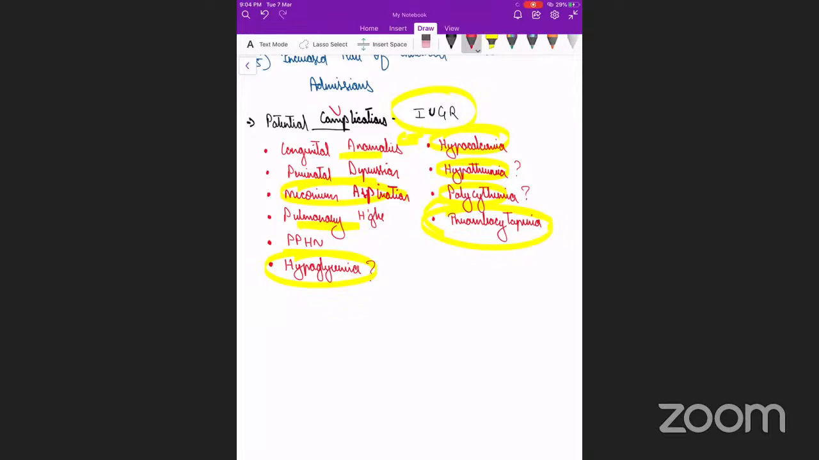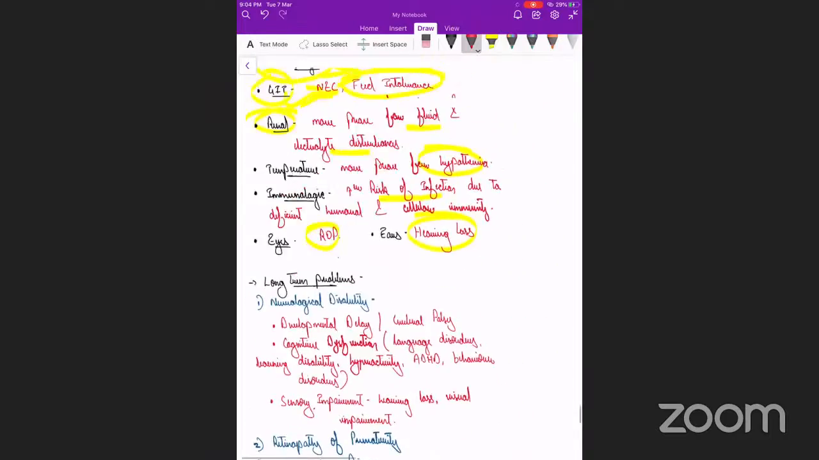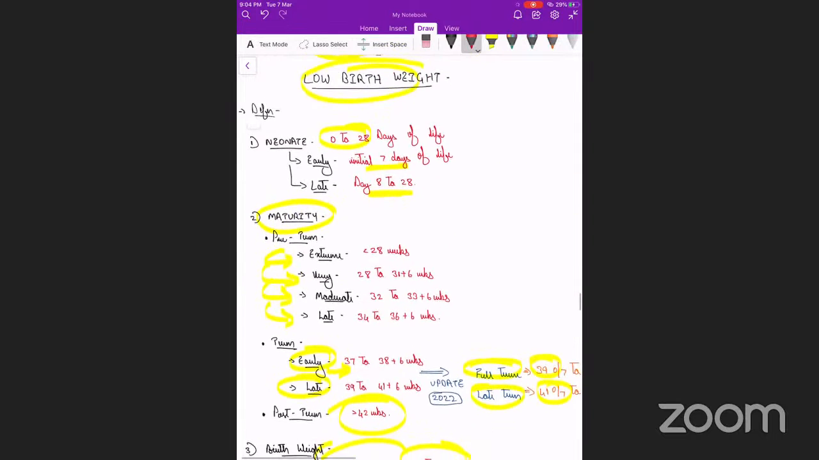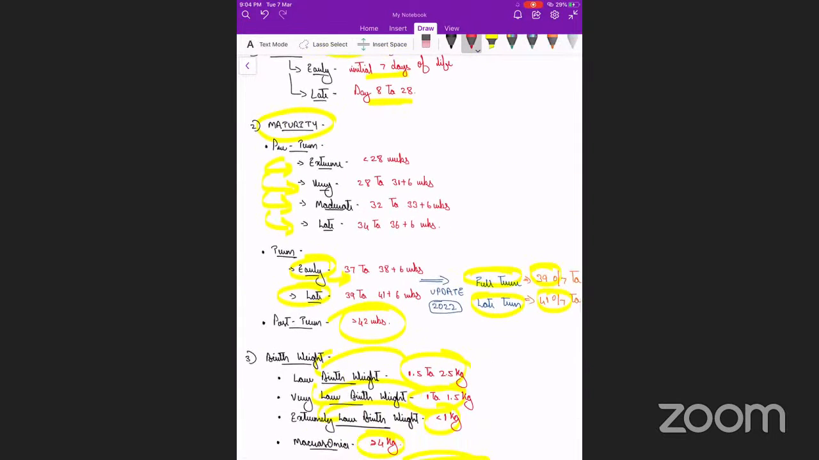I'll repeat it now. Fine. So by maturity, how are they defined? The newborn babies are defined as preterm, term, and postterm. Okay, so preterm can be divided into extreme preterm, very preterm, moderate preterm, and late preterm. Extreme preterm less than 28 weeks, very preterm is 28 to 32 weeks, moderate preterm is between 32 to 34 weeks, and late preterm is between 34 to 36 weeks.